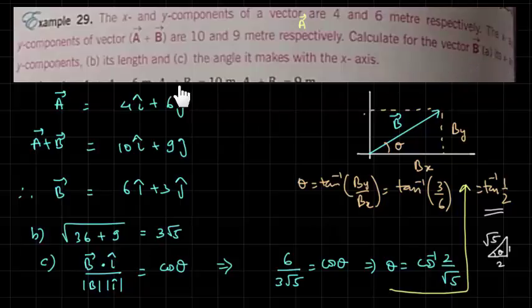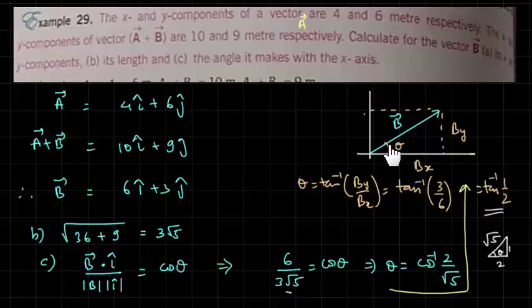Calculate the vector and its X and Y components. Its length is under root of 6 square plus 3 square. The angle it makes with the X axis: again we will do the dot product with I cap and divide by magnitude of B vector into magnitude of I cap. So magnitude of I cap is 1, magnitude of B vector is 3 root 5, and B dot I is (6I plus 3j) dot I, which is 6. So this comes out to be cos inverse 2 by root 5.